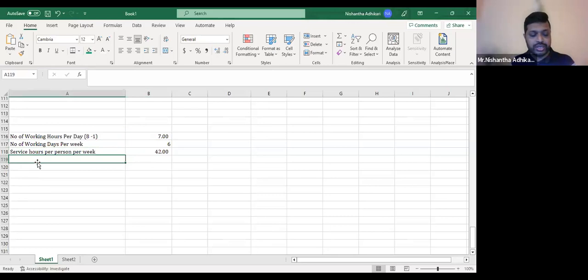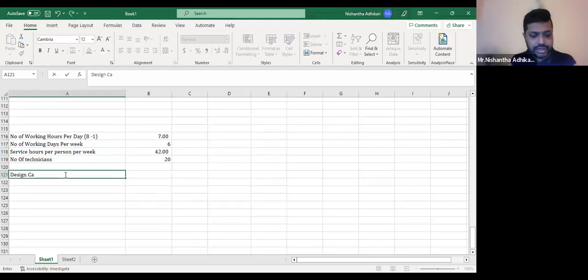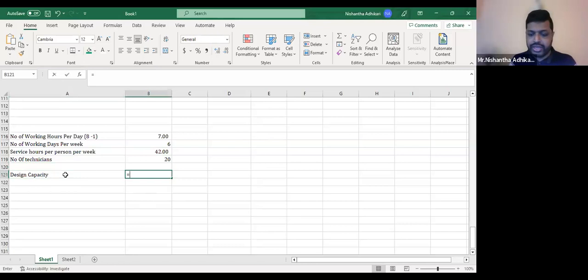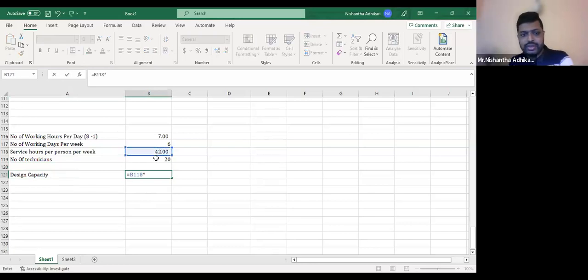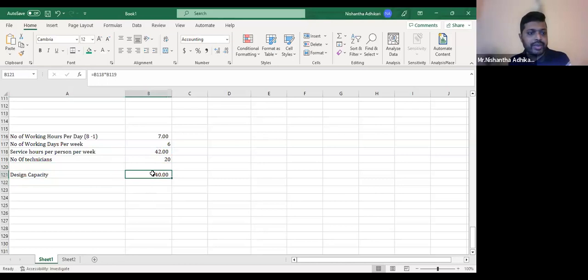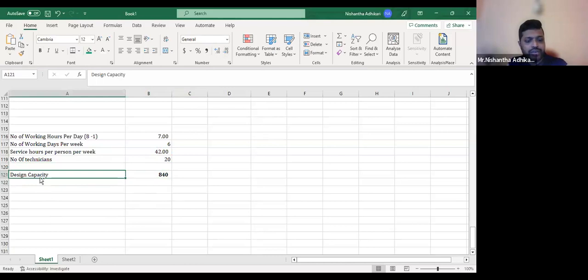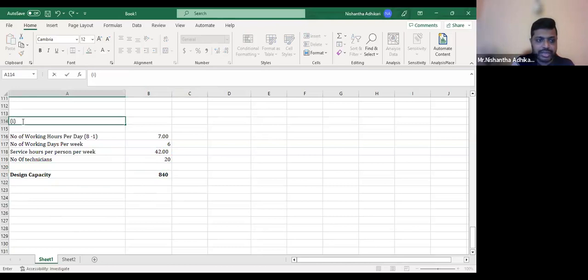How many technicians? 20. If 20 technicians are there, one technician will work 42 hours. Therefore, you can calculate design capacity, without considering any idle time and weaknesses. Design capacity is 840 hours. That's done. Part 1 of the illustration, design capacity 840.